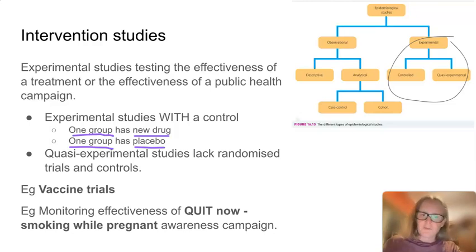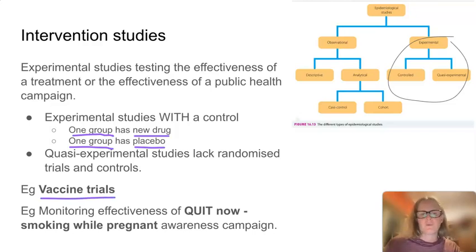Now, sometimes that's not possible. So a quasi-experimental study is almost an experimental study. You're doing something on purpose, you are intervening. So it's experimental, but it's not really a truly controlled experiment. And that's where things like perhaps vaccine trials come in.